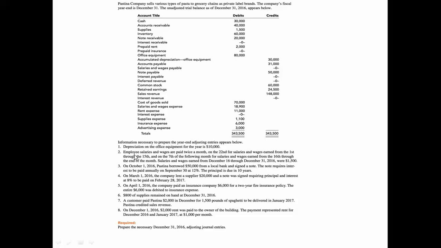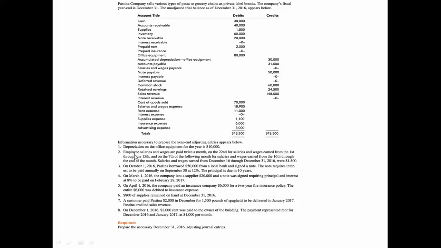So we're going to debit salaries and wages expense, $1,500, and credit salaries and wages payable. So we're going to hit the income statement. We're going to hit the balance sheet. And notice that each of these adjusting entries always affects the income statement and the balance sheet. And you won't see any adjusting entry with cash, right? So that's what I had mentioned in prior classes.